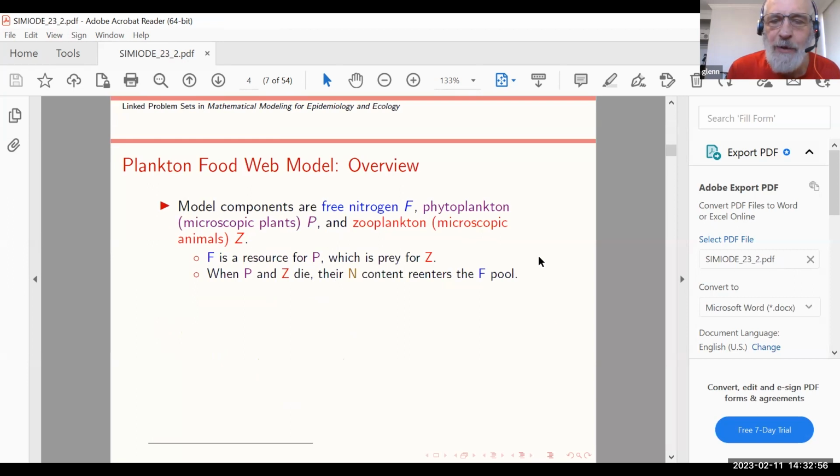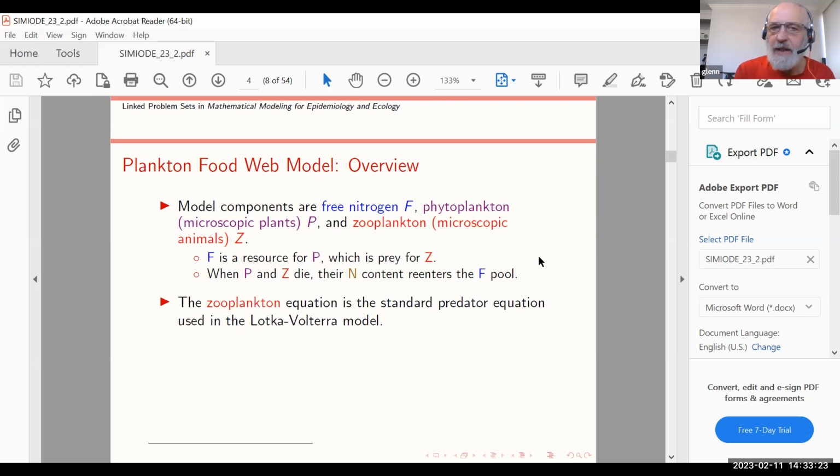So first, let me give you an overview of this model. The model components are 3. There's free nitrogen, there's phytoplankton, and zooplankton. And so it's a food web because the free nitrogen is a resource for the phytoplankton, which in turn is prey for the zooplankton. What's interesting is that when the phytoplankton and zooplankton die, their N content immediately re-enters the free nitrogen pool.